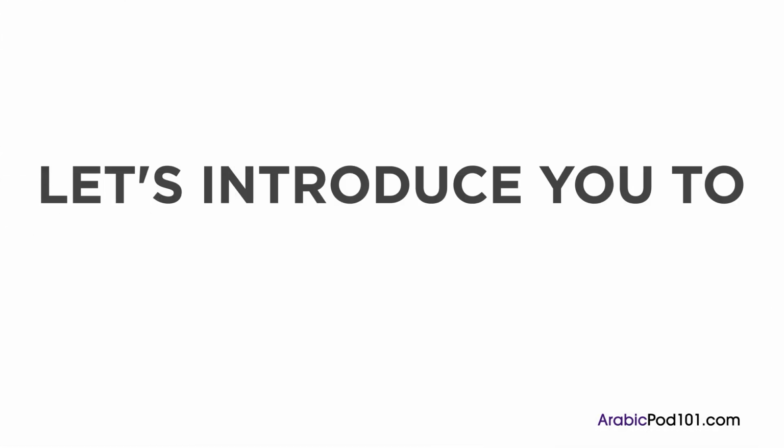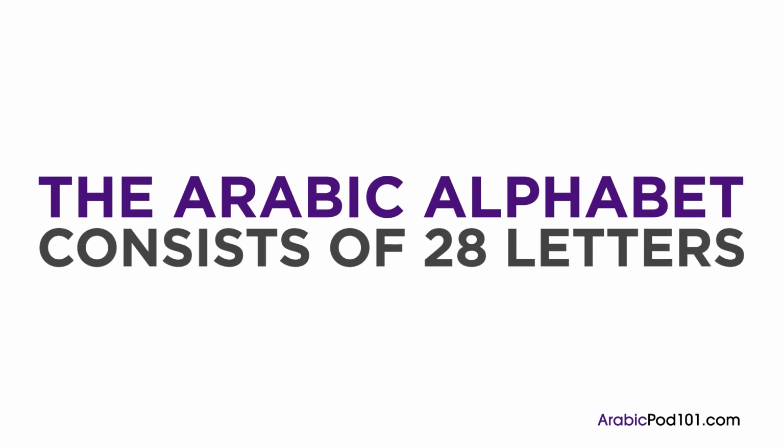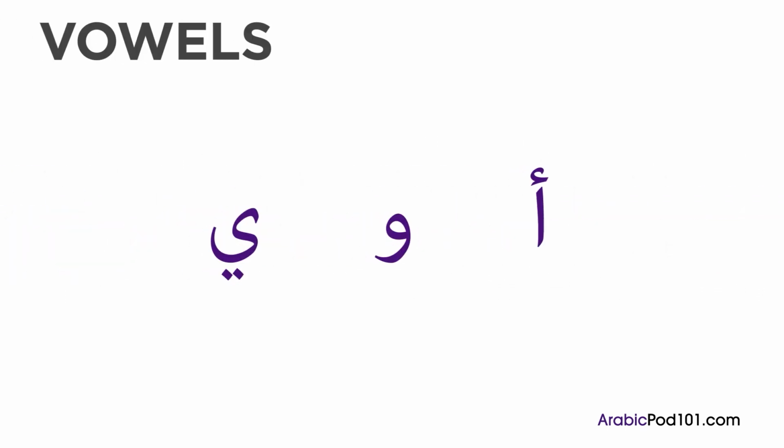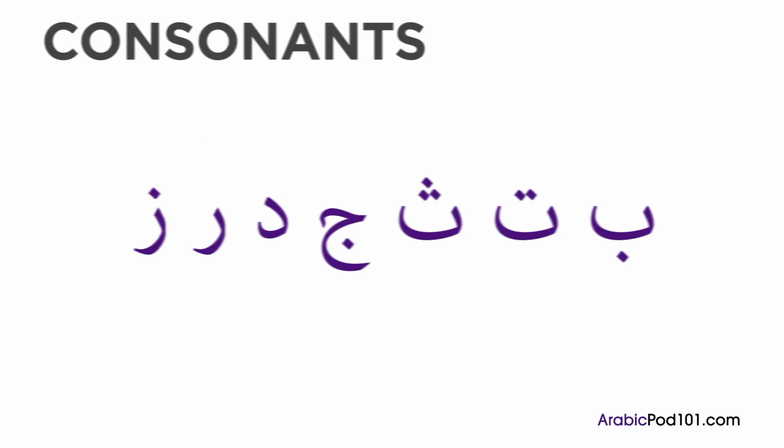First, let's introduce you to the Arabic alphabet. The Arabic alphabet consists of 28 letters. There are 3 vowels: Alif, Wa, Ya. The rest are consonants: Ba, Ta, Tha, Jim, Dal, Ra, Za, and so on.